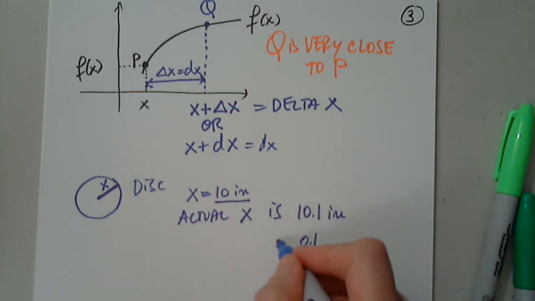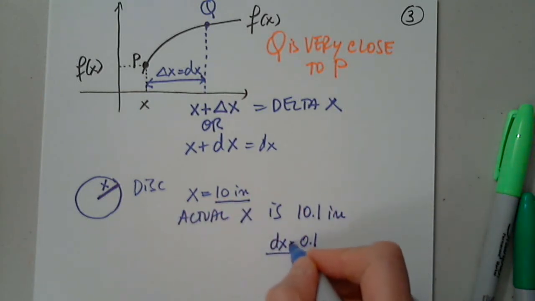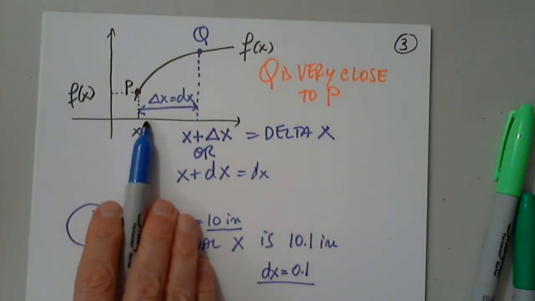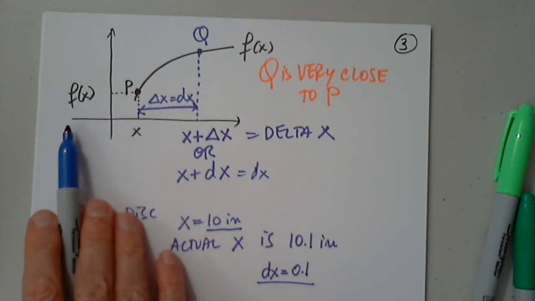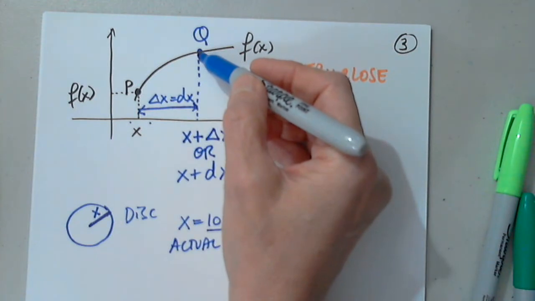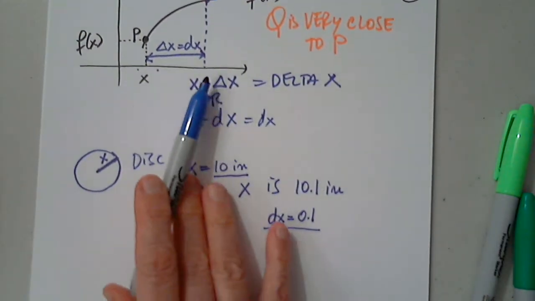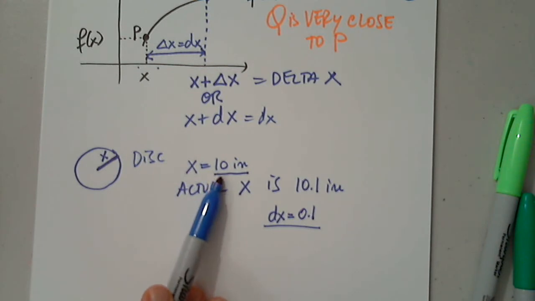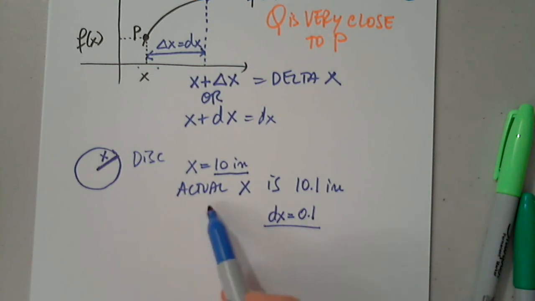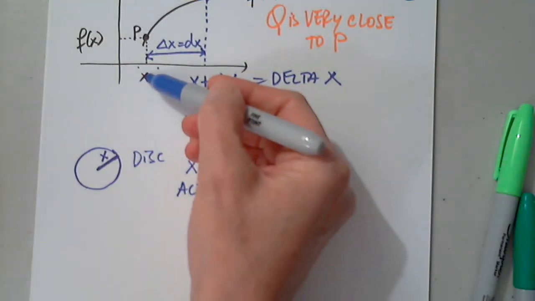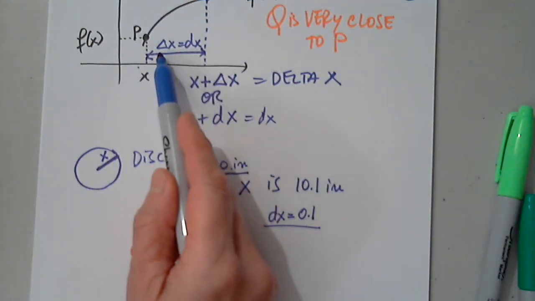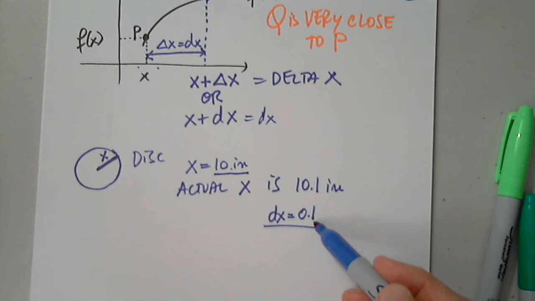So x is 10, and this is the dx. So instead of being here, I'm a little bit to the side, in plus or in minus. It can be minus. So it can be here or it can be here. So that's what Q is. So Q is the original plus or minus a little error. So in my example here, 10 is the x. This point is 10.1 because the error, delta x or dx, is 0.1 inches.